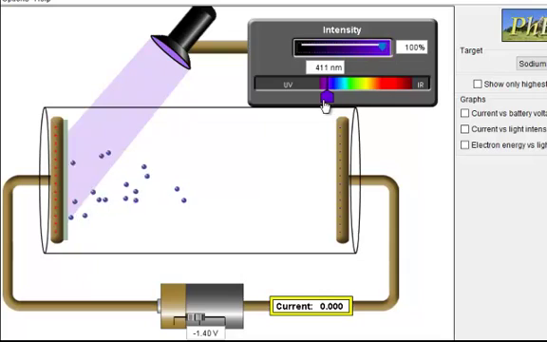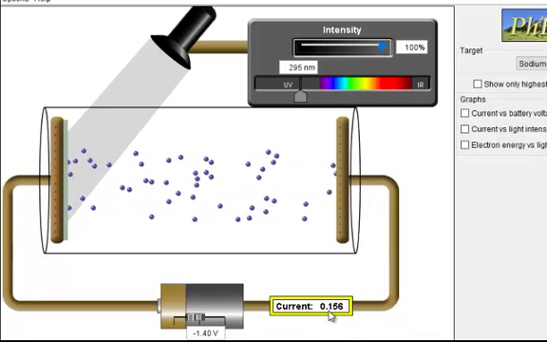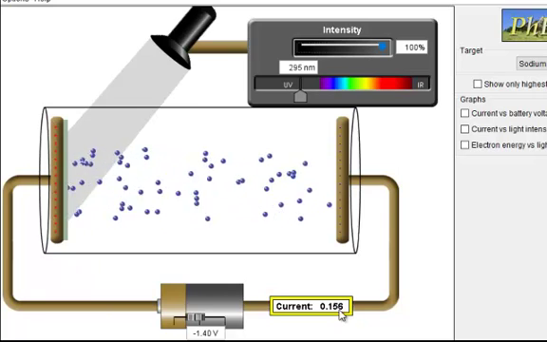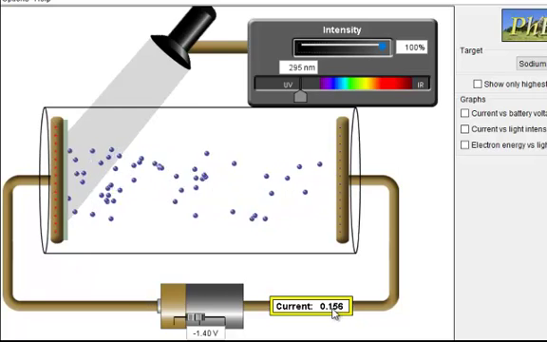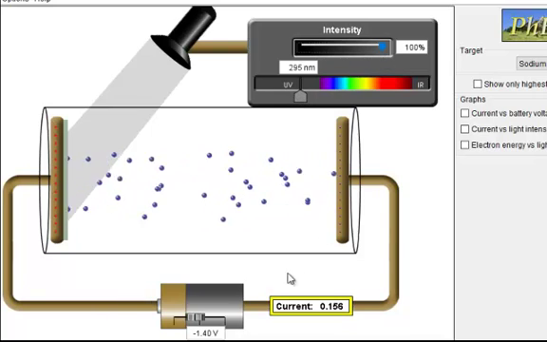Okay, decrease the wavelength, increase the frequency, and now electrons actually could go over there. Notice the current had already increased before they even went to the cathode. It's kind of a little strange on this one here. Okay, anyway, I'm going to show you what you should actually measure.